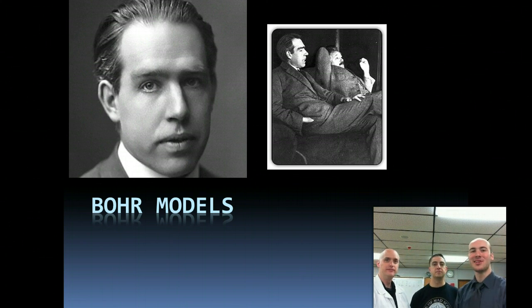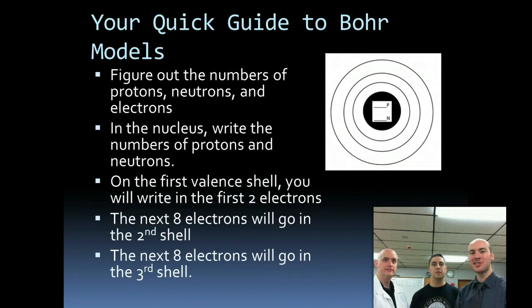So here we go into Bohr models. Now there's 5 steps, and then I'm actually going to demonstrate how to draw one. So the steps of drawing a Bohr model are first figuring out your protons, neutrons, and electrons, which we just covered. In the nucleus, you notice how there's a spot where it says protons and neutrons. Now you might not always get those blanks to fill in. You might just have to draw it yourself and write so many protons, so many neutrons.